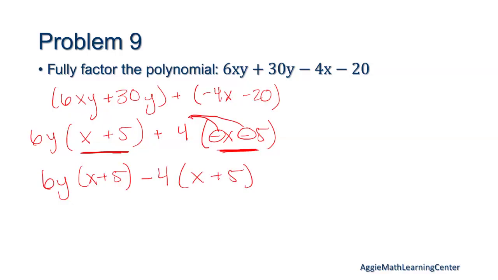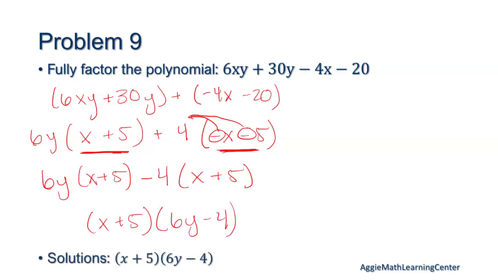Okay, awesome. What's next after this? You guys are masters of this. Doing so good. So just x plus 5 and then in the other parentheses 6y minus 4. Beautiful. Perfect. You're cooking. Okay, sanity check. Beautiful. Way to go, guys.